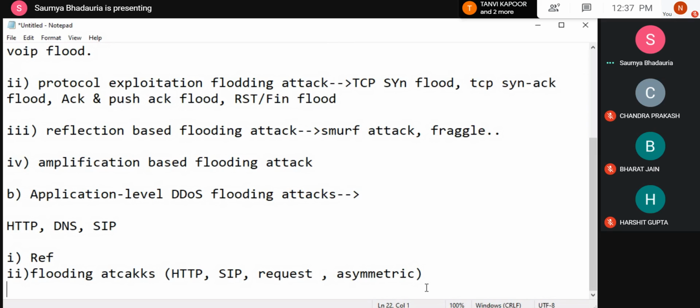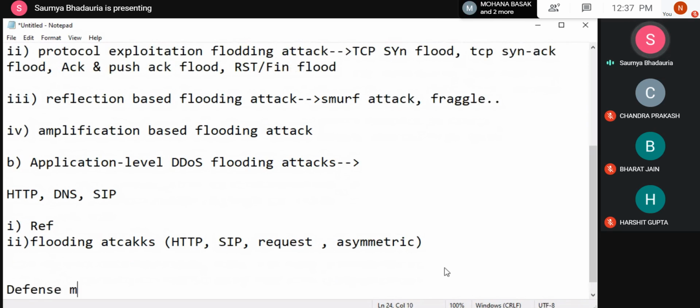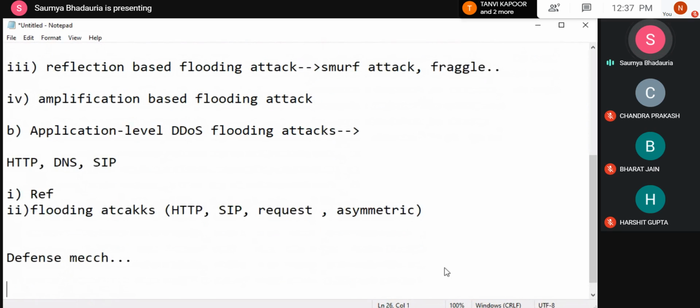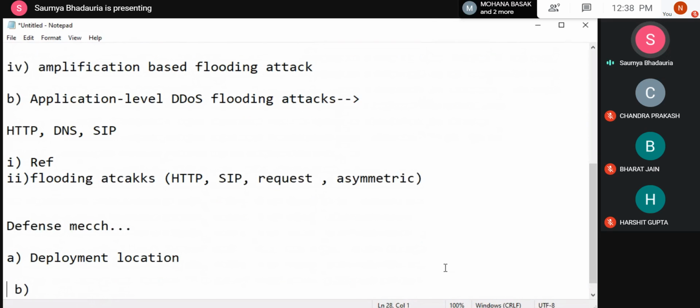Clear? So I'll give you a proper flow. If I want defense mechanisms to be created, these defense mechanisms can be of two categories. One is based upon deployment location, where I would want my defense to be deployed. Second is on the basis of the point in time that defense takes place.